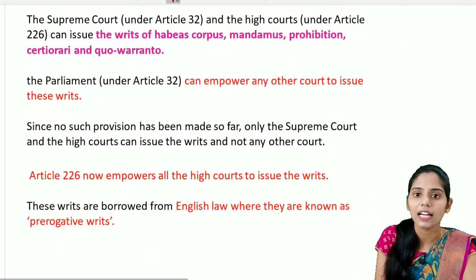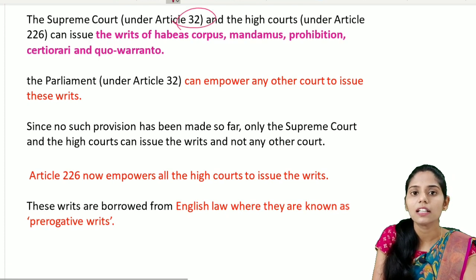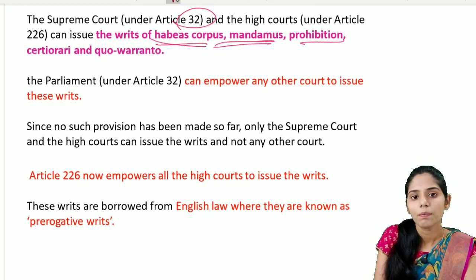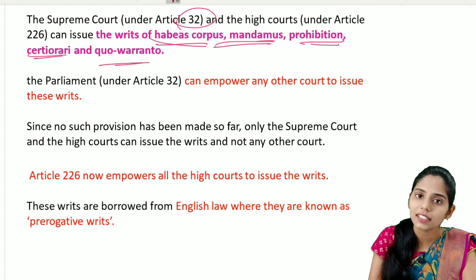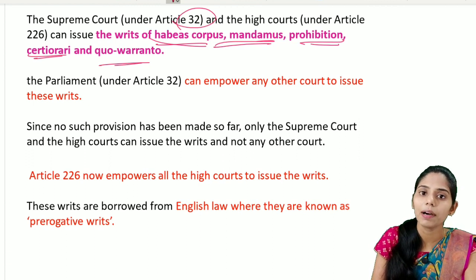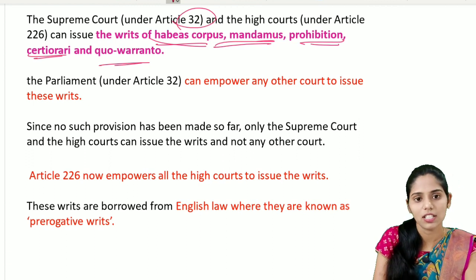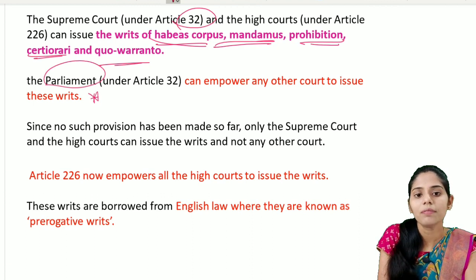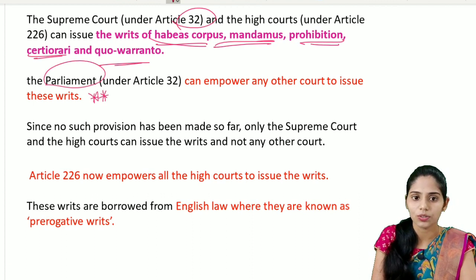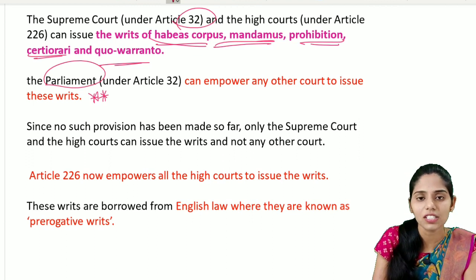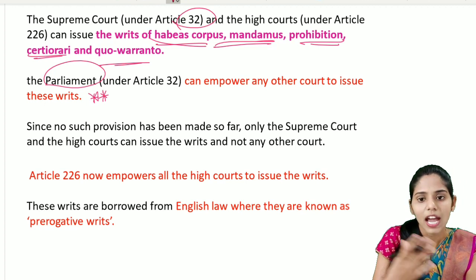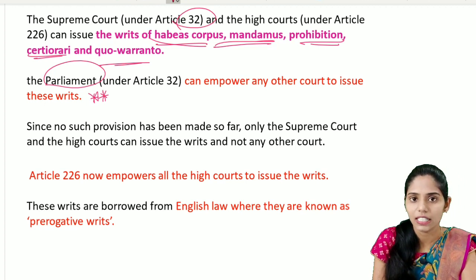Here the Supreme Court under Article 32 and the High Courts under Article 226 of the Indian Constitution have the power to issue the writs. They include habeas corpus, mandamus, prohibition, certiorari and also quo warranto. Parliament under Article 32 can empower any other court to issue the writs. So Parliament has extreme power; it can also empower any other courts. Since no such provision has been made so far, the power of issuing writs is only with the Supreme Court and the High Court, but not with any other court.